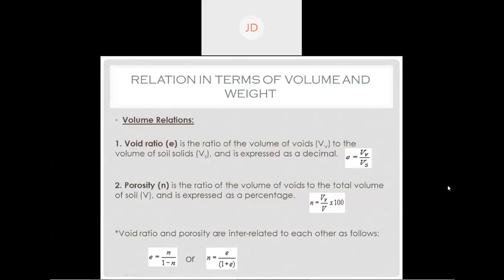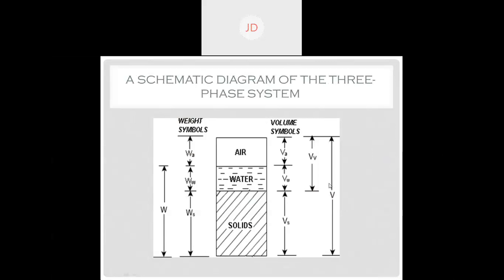Do you understand? Yes, sir. Sir, I have a doubt. The volume of the void is the total volume of air and water, right? Yeah. Volume of the void is considered as the sum of the volume of the air and the volume of the water. Yes, yes. Can you see the screen? Yeah, now I can see. That's great.